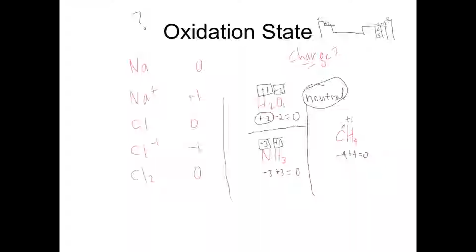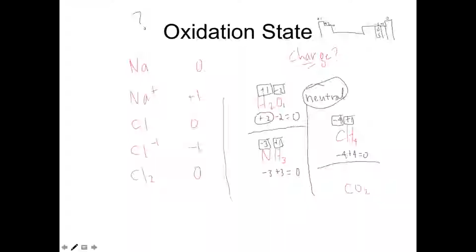-4 plus 4 is 0. So we take that -4 and divide that over all those carbon atoms. Well, there's only one, so they must all go there. So the oxidation state of carbon in methane is -4. And the oxidation state of hydrogen in methane is +1. Okay, let's do one more and then we'll move on. Another compound we've seen a good bit of is carbon dioxide.